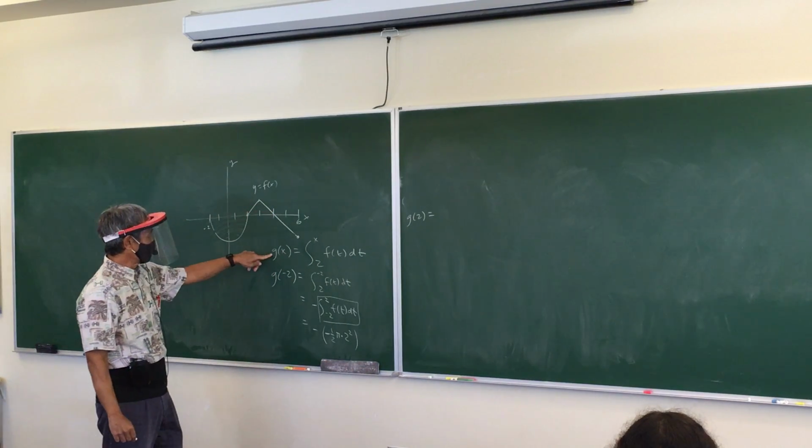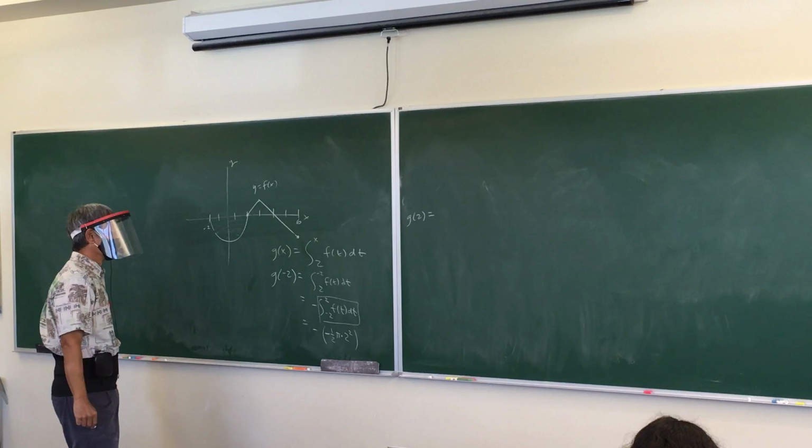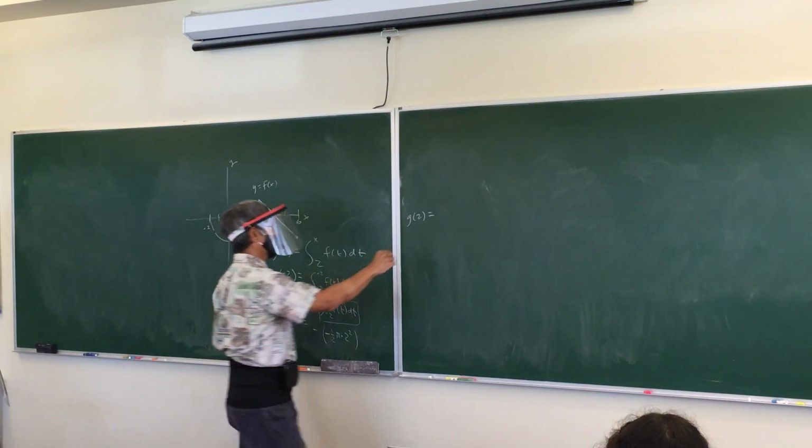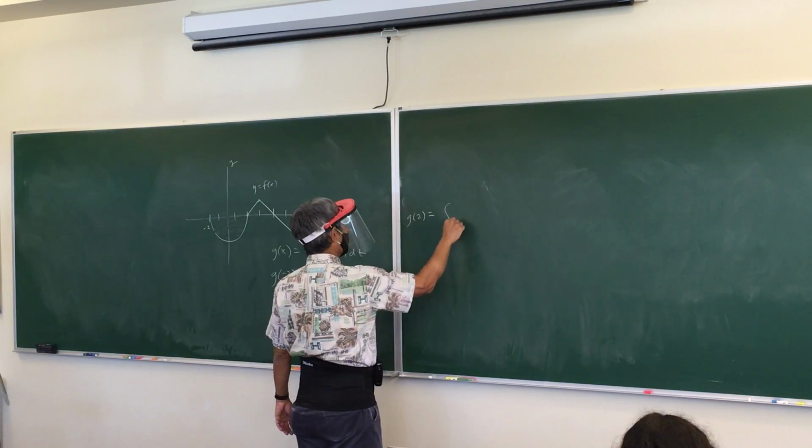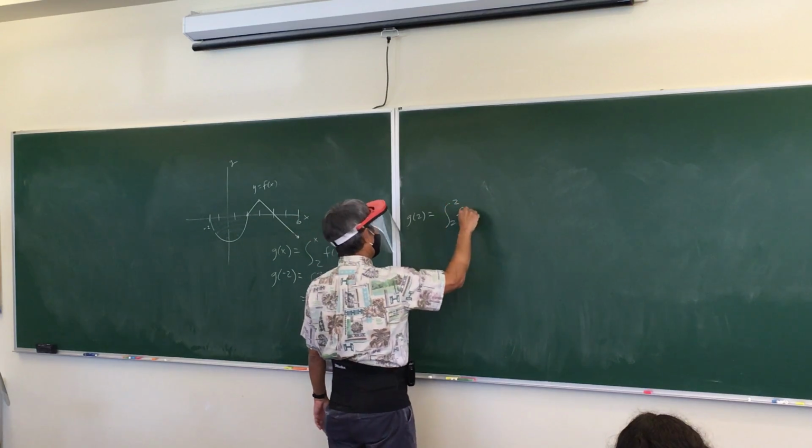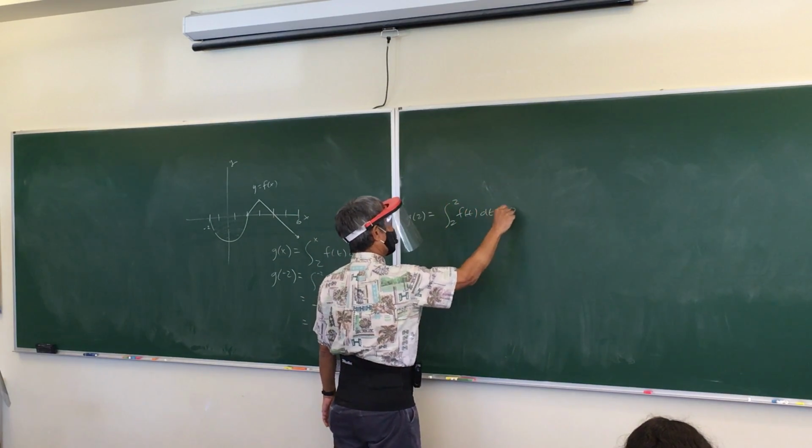This is g of x. So how do I compute g of 2? The integral from 2 to 3, f of t dt. You need 2 to 2, sorry, no. Which is 0. Okay, that's the easy one.